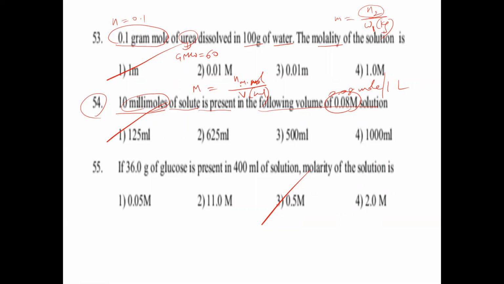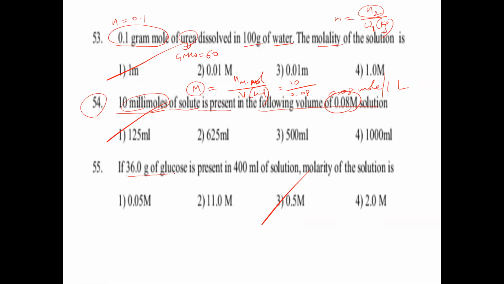So number of millimoles given is 10 and molarity is given to you. So what we need to calculate here? Volume we need to calculate. So volume in ml is equal to number of millimoles, 10, divided by 0.08. Like this we have to get it. Okay. Next.